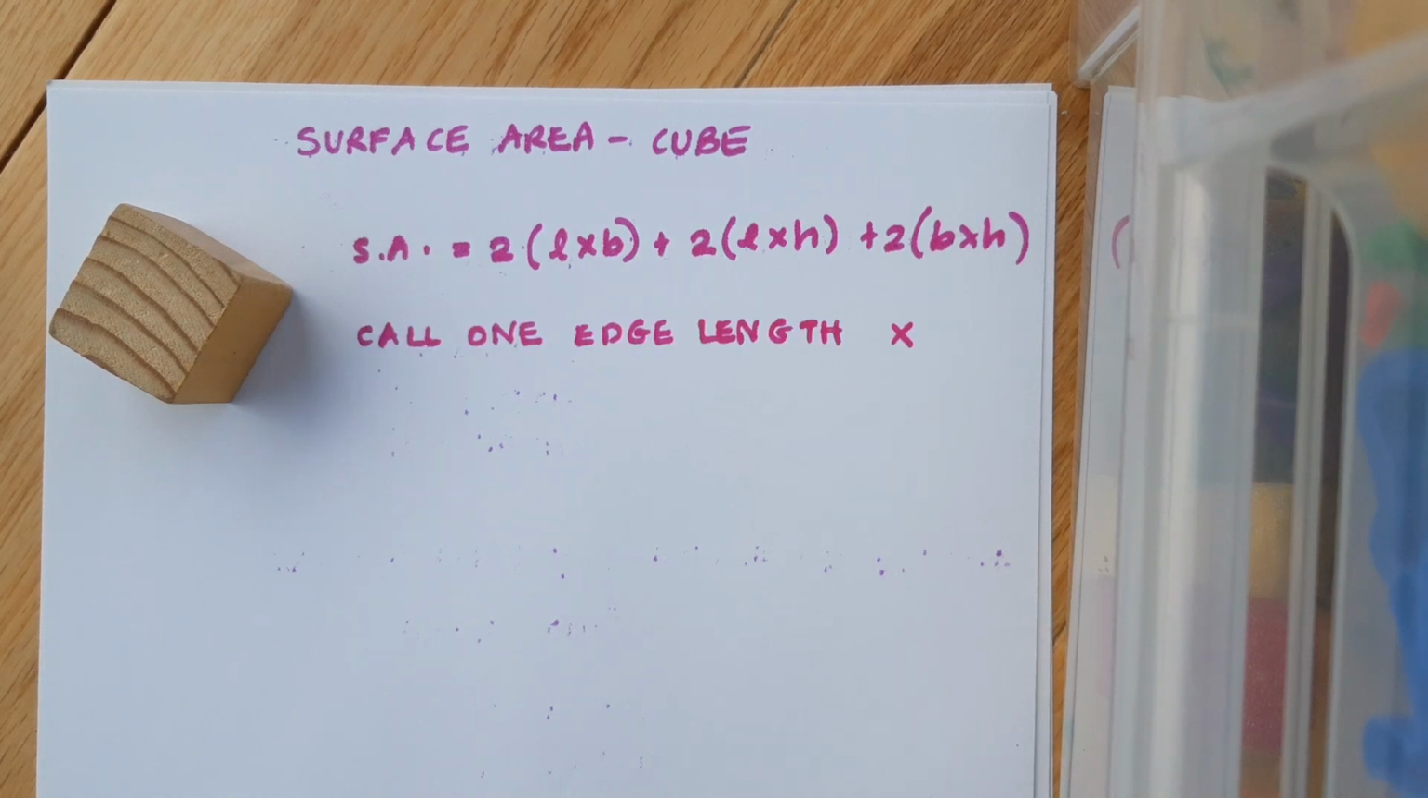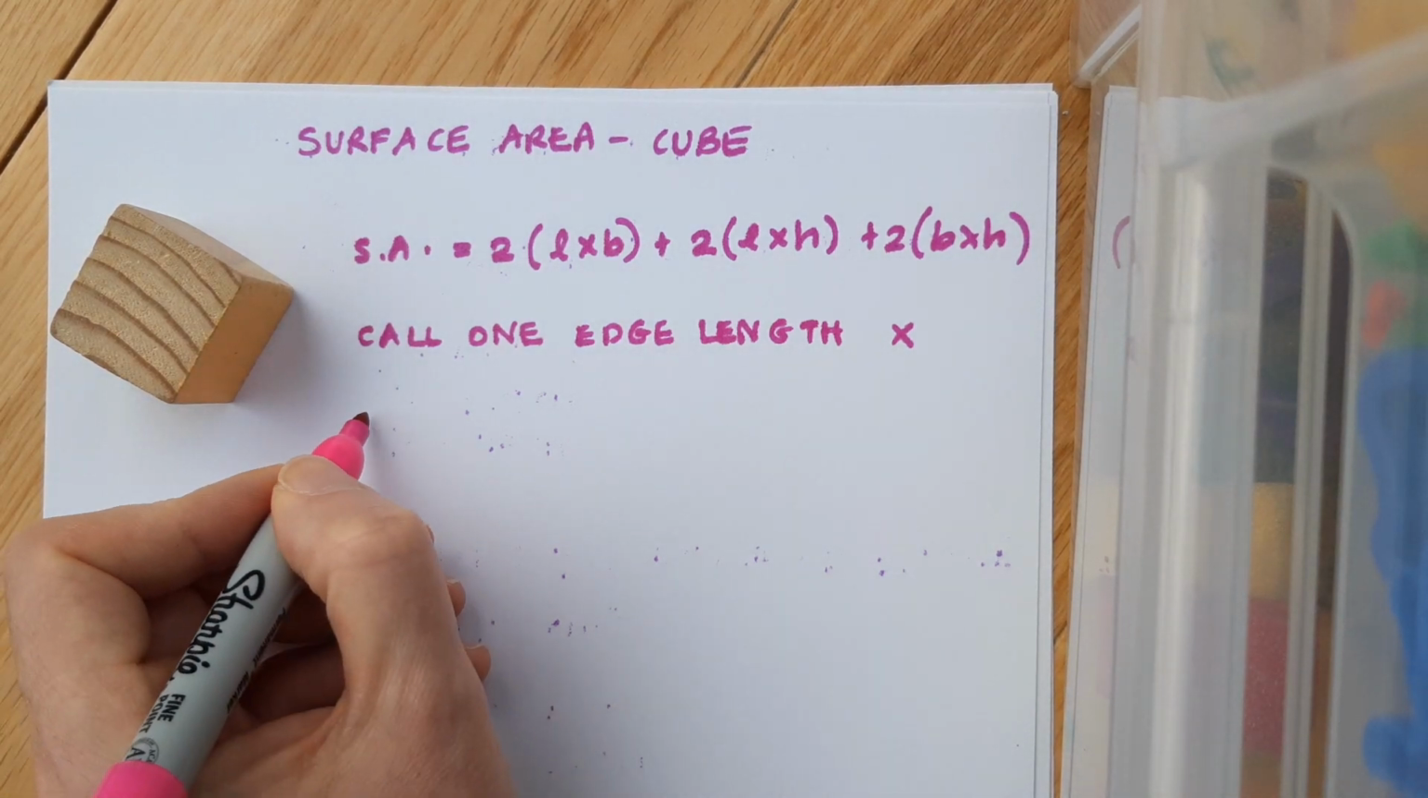So I'm going to call one edge length of the cube x. I want you to have a think about how I might be able to represent my surface area formula for the cube in a much more condensed fashion. Have a think about it for a second, have a mess around with it, see what you come up with. And then pause the video and do that. And once you've done a bit of work on it, unpause and come back and see what I've got.